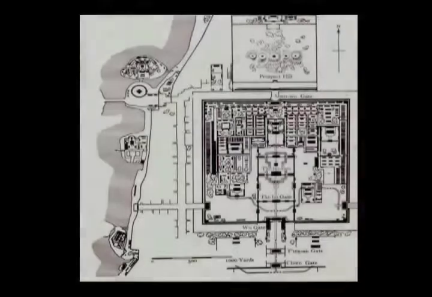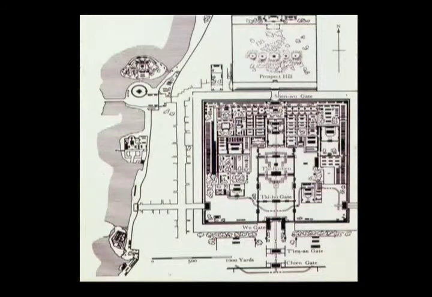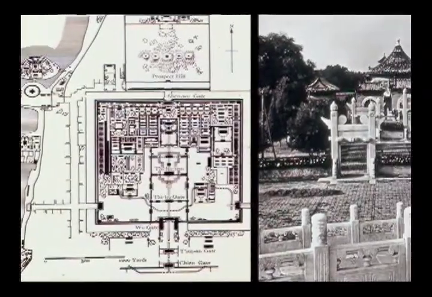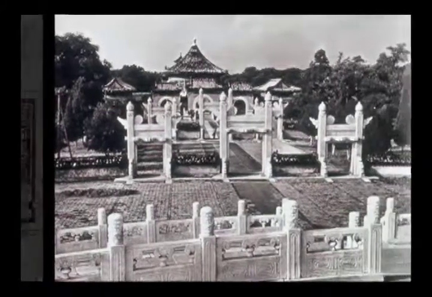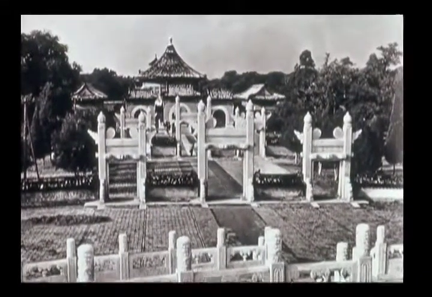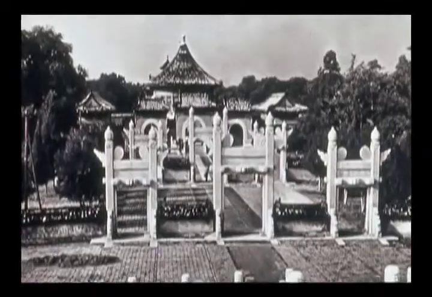This is another slide that shows the Forbidden Palace area, and you can see the regularity and structure that they have. In the Forbidden Palace, you have these marble gates.